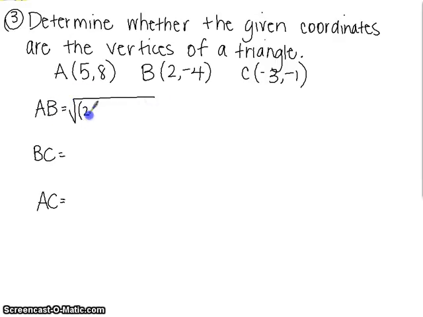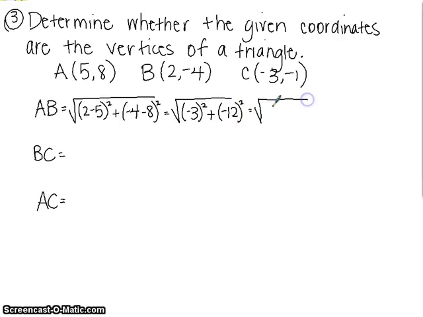Okay, so we have 2 minus 5 squared plus -4 minus 8 squared. Okay, so 2 minus 5 is -3, careful with the negative. -4 minus 8 is -12, careful with that negative. So now when you square it, you get 9 plus 144. Okay, so that's going to give you the square root of 153.